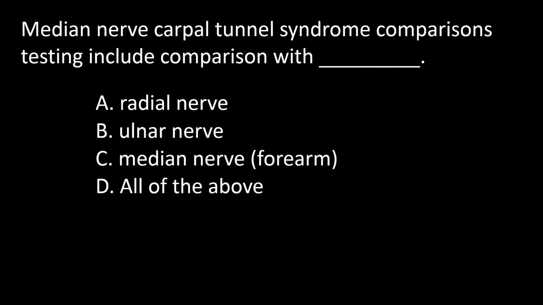Next question. Median nerve carpal tunnel syndrome comparison testing includes comparison with A, radial nerve; B, ulnar nerve; C, median nerve at the forearm; D, all of the above.